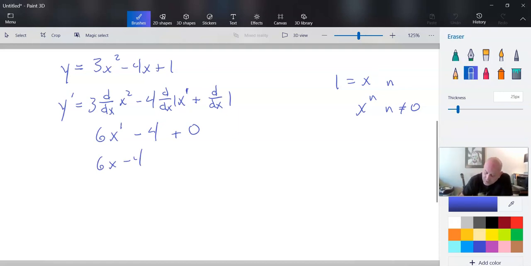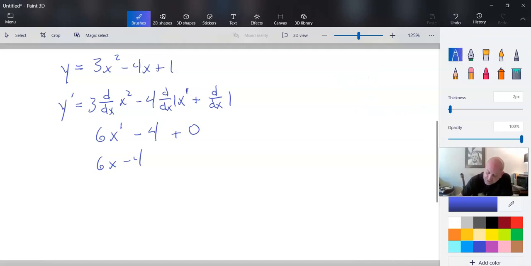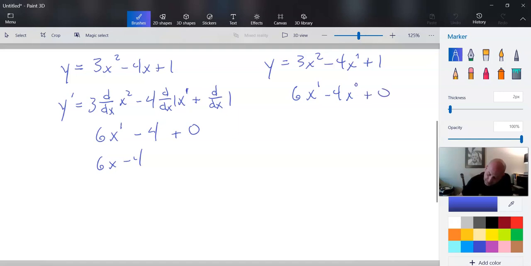Now, I want to point out that I put in all the little details so you can see what you're taking the derivative of. In practicality, you just do it all in your head. The 2 gets multiplied by the 3 to make a 6, and then I reduce 2 by 1. That's a 1. 1 gets multiplied by the minus 4, and I reduce 1 by 1, which makes it x to the 0. And then 1 is 0. You just do it all in your head, in one step, is what you usually do. And I can see from here that that's 6x minus 4.